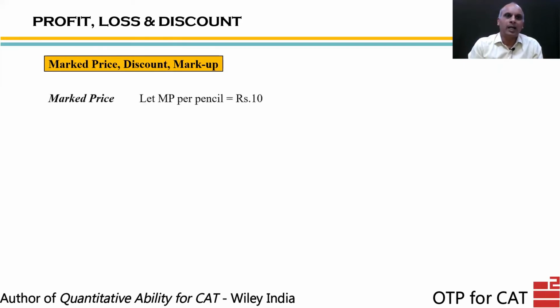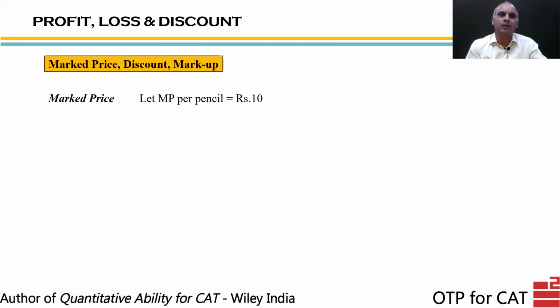Let us say the mark price of that pencil was 10 rupees. I'm carrying on with the same example. Our CP of one pencil was 6 rupees. The mark price, I have kept as 10 rupees. So what is mark price? Mark price is the price which I allocate to some object, in this case a pencil, on my own. Now this is not to be confused with selling price. I have just written the price tag of the pencil to be 10 rupees. I may or may not be able to sell it for 10 rupees.